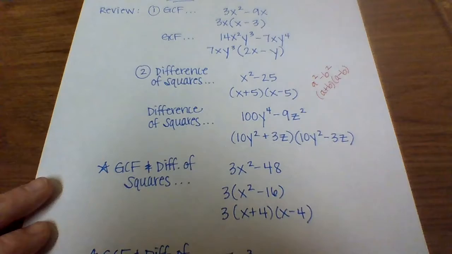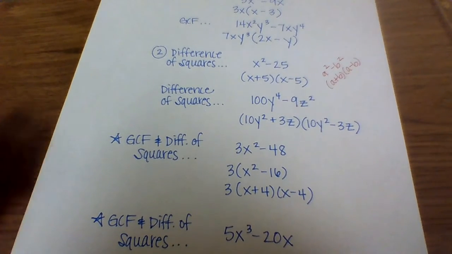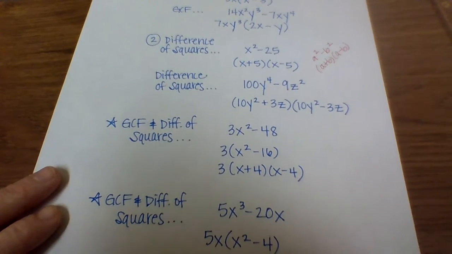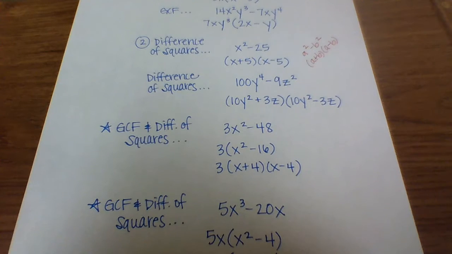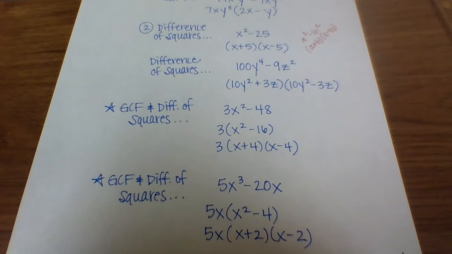All right. So here's another one that I want to show you. So take out the 5 and an x. Left over would be x squared minus 4. x squared minus 4 is a difference of squares. So that also breaks down further to 5x times x plus 2 times x minus 2.